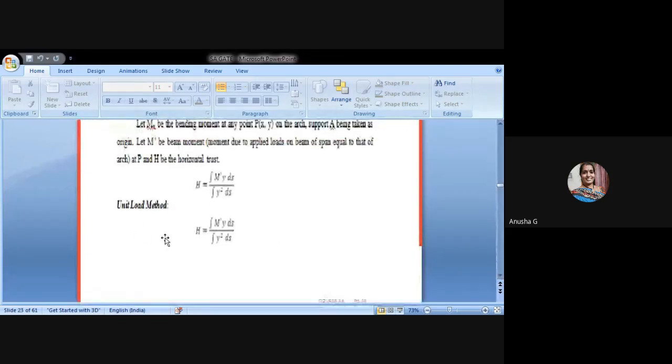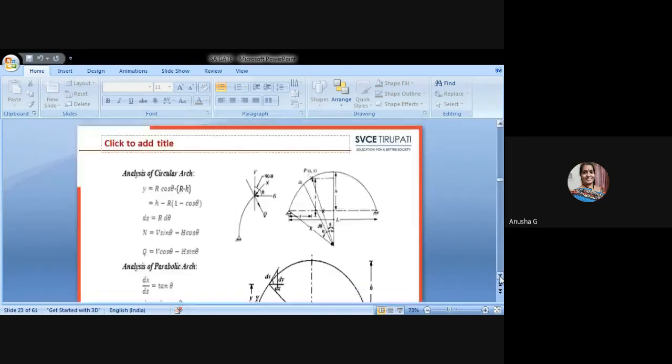Another one is the unit load method. The unit load method uses the same equation, but here we assume that only one unit load is acting, as 1 kilonewton or 1 Newton, and then we find the equation. Next we will see the analysis of the circular arch for two-hinged arches.